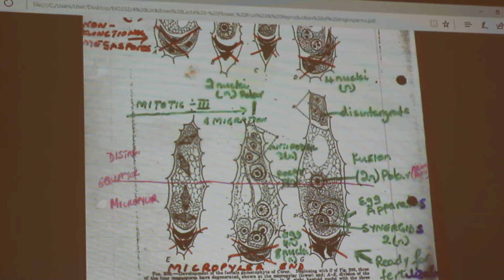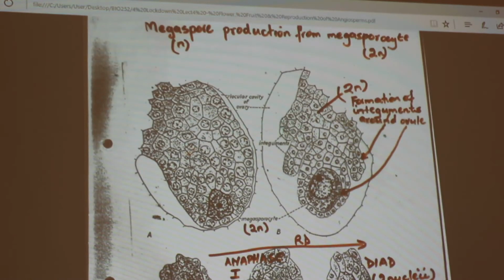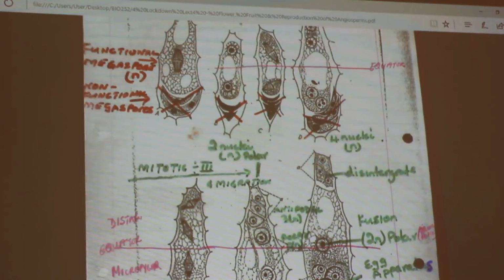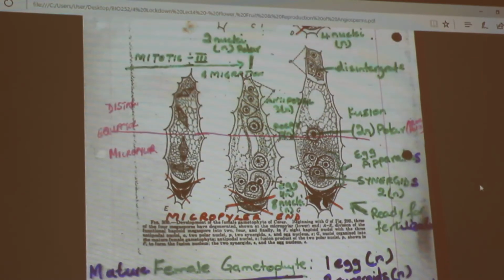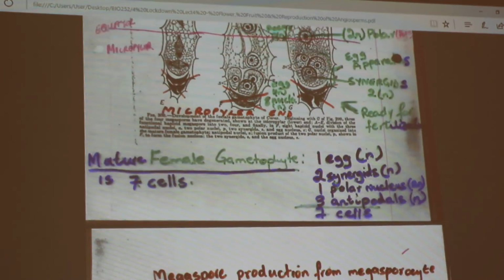When fertilization takes place, only this egg cell will be important and this polar cell will be important. These 2 are just here to guard this egg until that time, and afterwards they don't play any part. So once we get these cells together, we say the embryo sac is mature. What does it mean to say it is mature? Mature means it is ready to be fertilized.